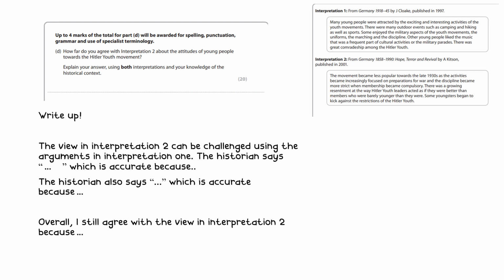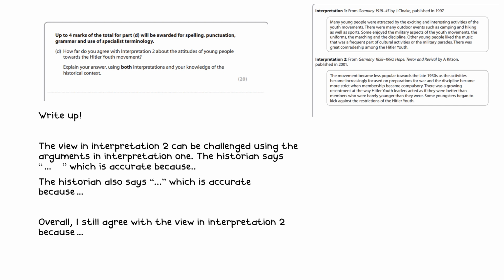Now the question asks you to make sure that you use both interpretations in your answer. So you've written about the interpretation in the question already. You now need to write about the other interpretation. So the way that you do this is by introducing it by saying, the view in interpretation 2 can be challenged using the arguments in interpretation 1. The historian says, you're going to copy down a quote from interpretation 1, which is accurate because, and again, you're going to use all of that knowledge that you have about the information in interpretation 1 to support it. The historian also says, bring in another quote, which is accurate because, and you're going to write down all of the information that you know that supports it. And that's section 2 of your answer complete.